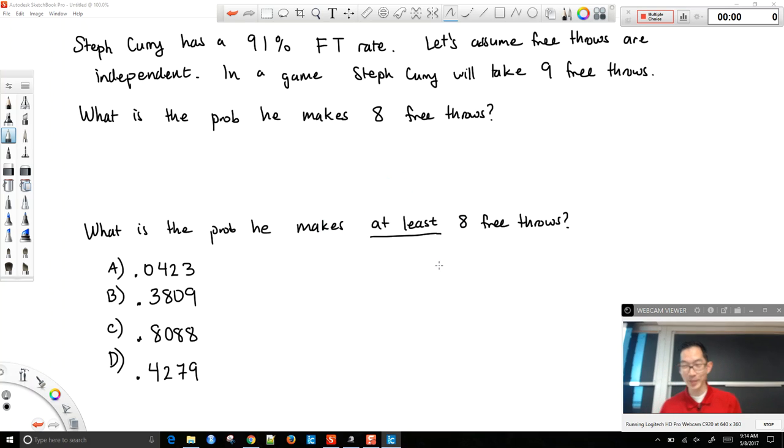I think I wrote my numbers correctly, but you can work on this. These answer choices correspond to the second problem, but you'll want to work on the first one in order to get the second one. The answer choices correspond to the second question: what is the probability he makes at least 8 free throws?